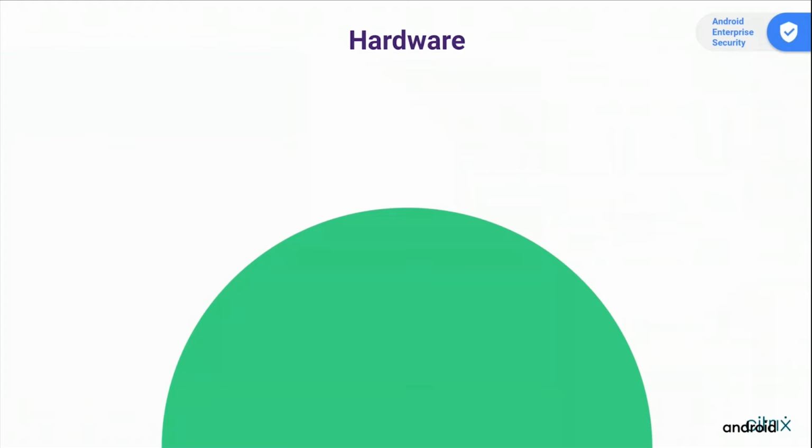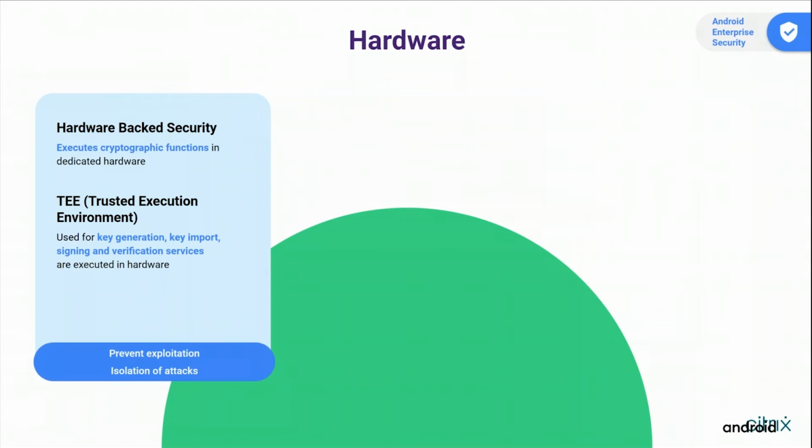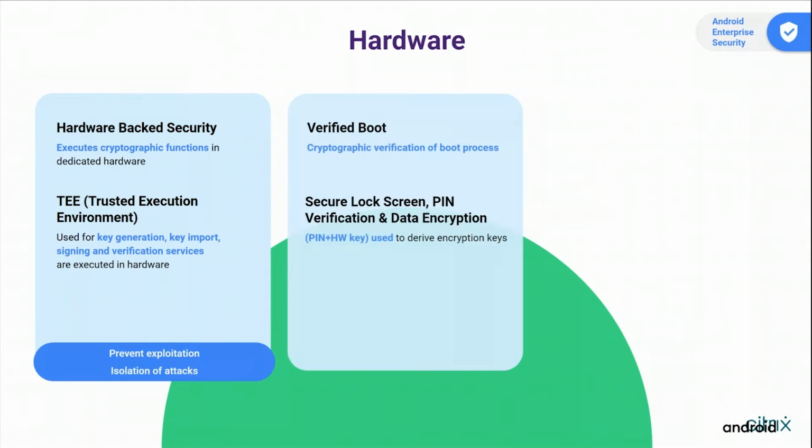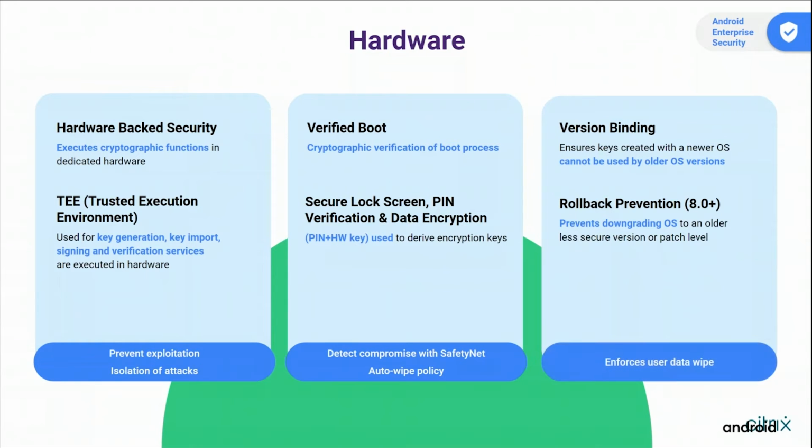So let's take a look at some more information around the hardware. We know now that built-in security hardware helps us to prevent and detect security flaws and to enforce strict security-relevant operations. So let's take a closer look at what the TEE, the Trusted Execution Environment, is really used for. And I already shared it's a secure part of the processor, and it's used for key generation, key import, signing and verification services, and has its own memory.